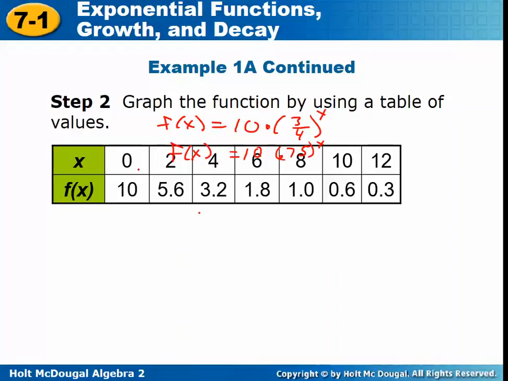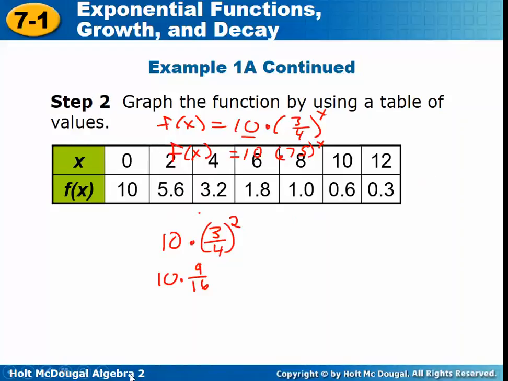So in the first one, 0 is easy because 3/4 to the 0 power is 1, and 10 times 1 is 10. For the second one, you would take 3/4 to the second power and then multiply that answer by 10. So 3/4 to the second power is the same as 9/16, and 10 times 9/16 simplifies to 5.6. So make sure that you are raising the base to the exponent before you multiply by the constant in front. That's very important. So here's the values all calculated out for us.